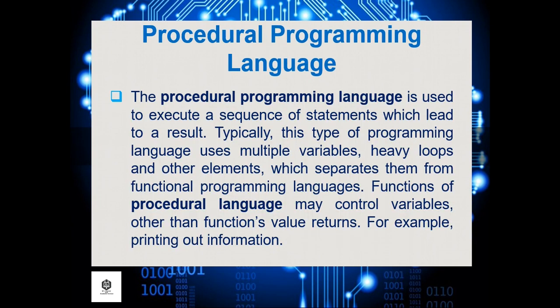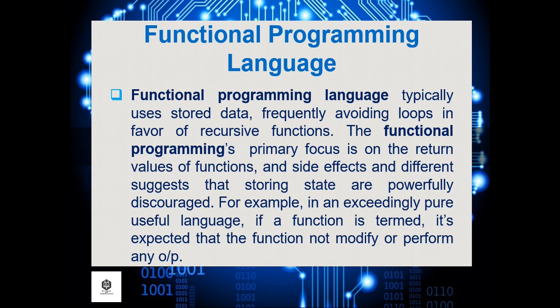First, the procedural programming language. The procedural programming language is used to execute a sequence of statements which lead to a result. Typically, this type of programming language uses multiple variables, heavy loops and other elements which separate them from functional programming languages. Functions of procedural language may control variables other than function value returns. For example, printing out information.